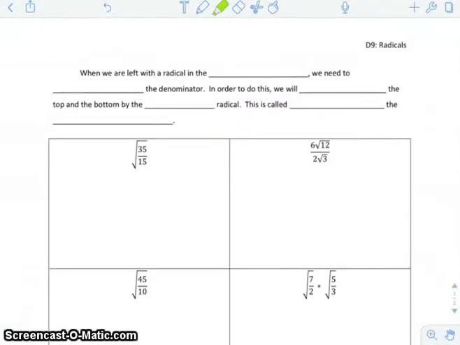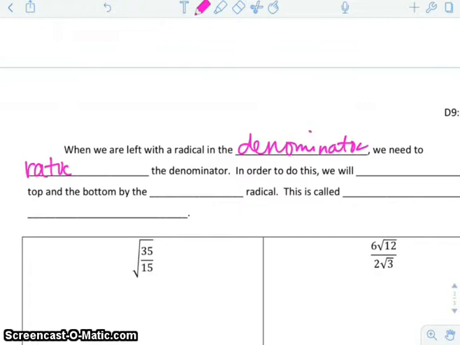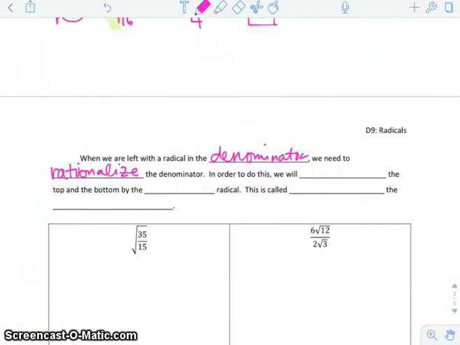Okay, let's look at the next part. When you're left with a radical in the denominator, we don't want to do that. It's not good math practice. So we need to do what's called rationalize the denominator. Think about what it means to be an irrational number. Something that goes on and on and on forever and can't be put as a fraction. Our radicals are irrational numbers. The square root of 2, the square root of 8, they're irrational numbers. So if that's left in the denominator, we don't want that there. So we're going to rationalize, make it a rational number.